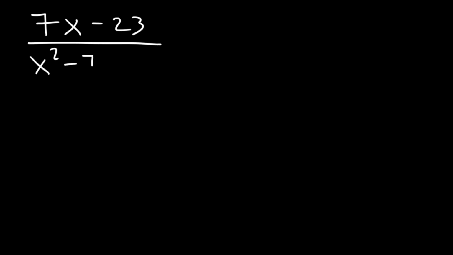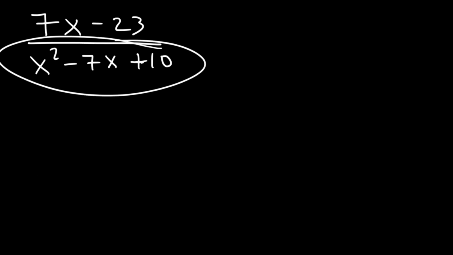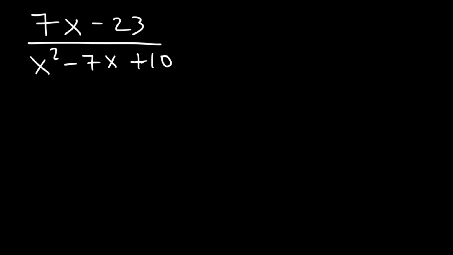Let's say we have a rational function, 7x minus 23, divided by x squared minus 7x plus 10. So how can we take this fraction and break it down into smaller fractions? The first thing we need to do is factor this fraction completely. We can't factor the numerator. However, we can factor this trinomial, x squared minus 7x plus 10.